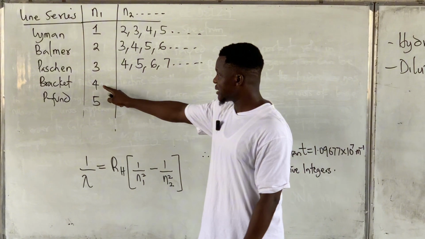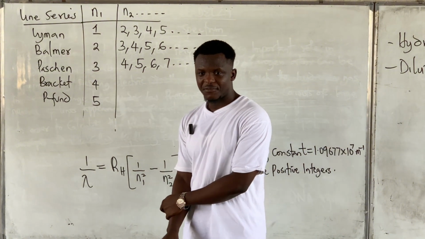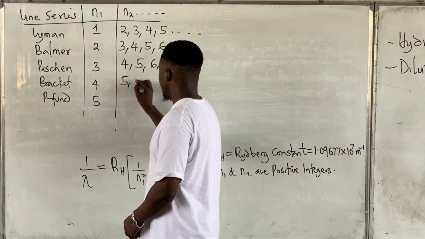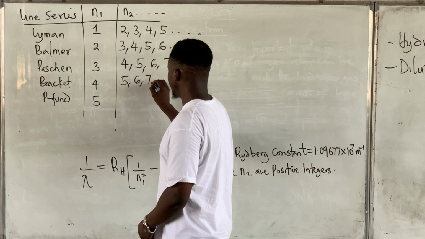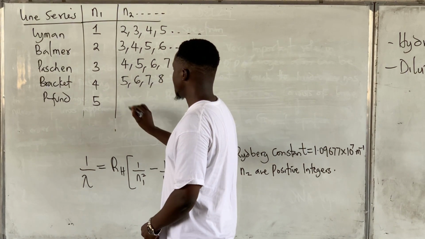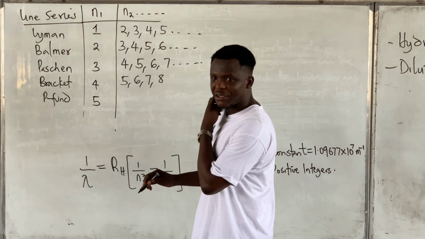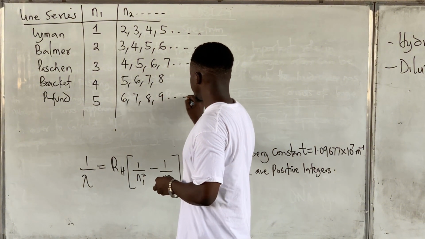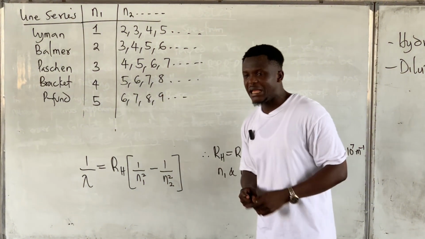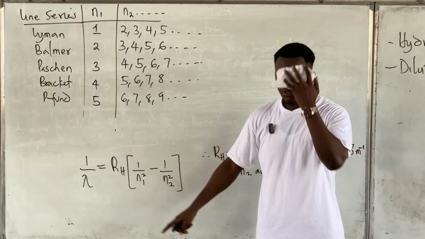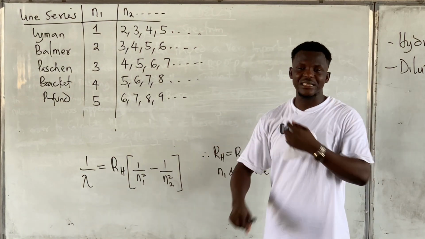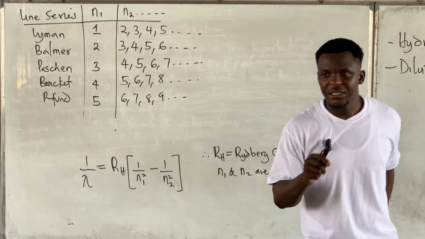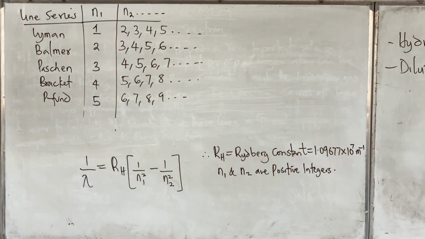Third line will be what? 7. For this guy, what do you think will be the first line? 5. Second line will be what? Third line, fourth line. For Pfund, what do you think will be the first line? 6, 7, 8, 9. So that's basically how we get these values. So if you're asked to solve for wavelength, they must mention the series of lines in question.